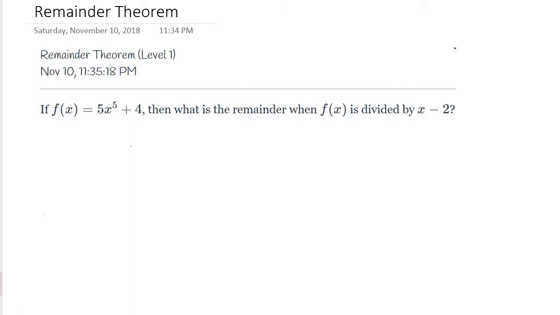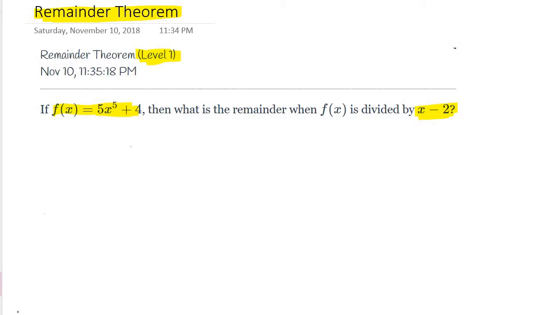So in this video, we are going to apply factor theorem to find remainders. It is the first level of the remainder theorem assignment on Delta Math. The first problem says you are given a function, and you are given another binomial to divide by, not a factor. We're not sure if it's a factor, so we're going to test it.